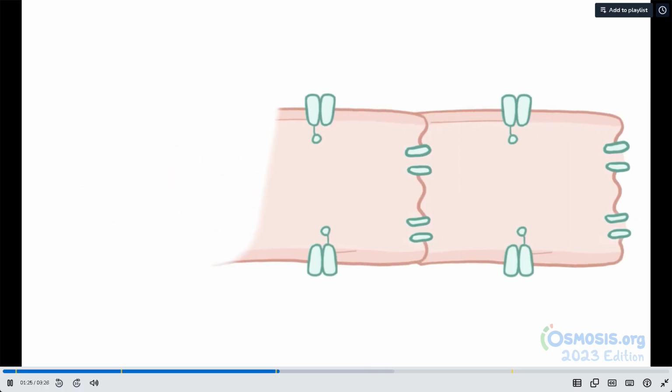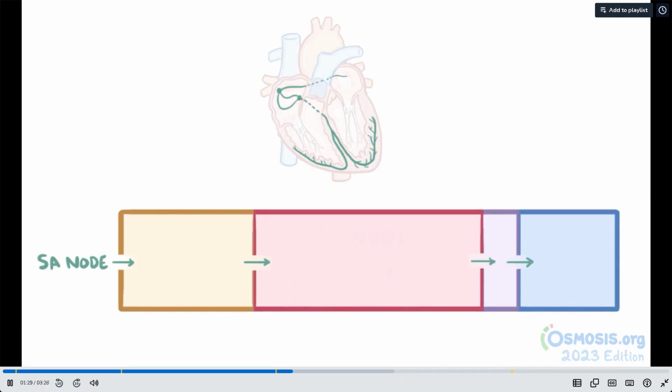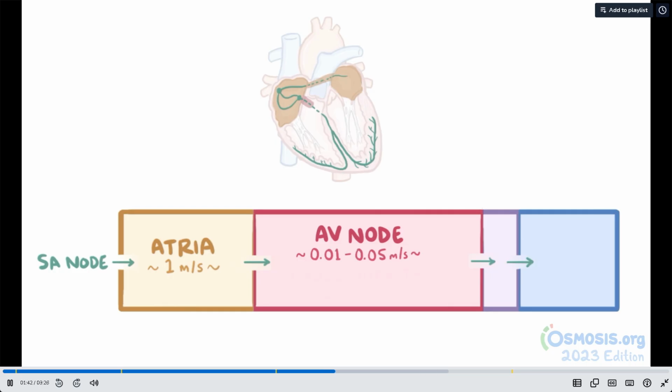Alright, so let's break down the conduction velocities in the different parts of the heart. Starting at the SA node, the depolarization wave moves through the myocytes in the atria at about 1 meter per second. Then it goes through the AV node super slowly, at about 0.01 to 0.05 meters per second. Which means that even though this is a super short segment, it takes a relatively long time.